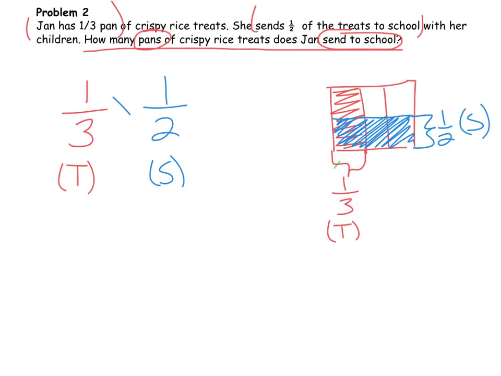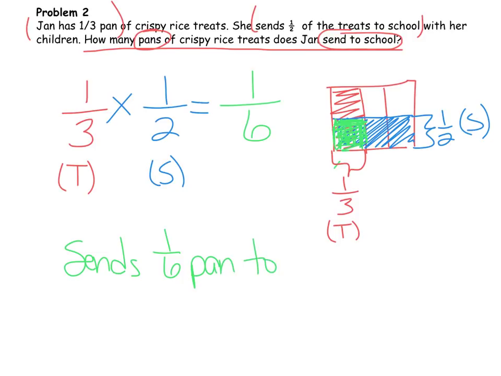Well, I'm going to multiply my total by how much I send. So when I look at my area model, this is the only section that overlaps. So 1/2 times 1/3, or 1/3 times 1/2, is equal to 1. Well, how many squares are there? 2 rows of 3. 2 times 3 is 6. So Jan, she sends 1/6 of a pan to school. And I showed it with an equation as well as an area model. Make sure you show all your work.